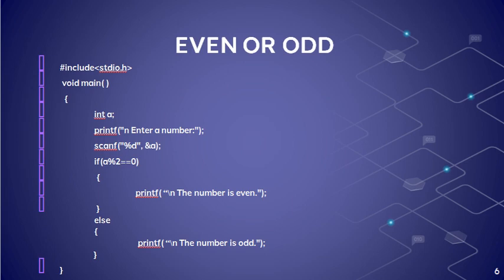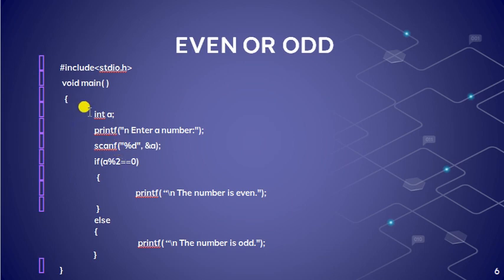But in the case of the if-else statement, it first checks whether a % 2 equal to 0, then it will print even. If it is not 0, then it will print the number is odd. That is the difference between if and else.